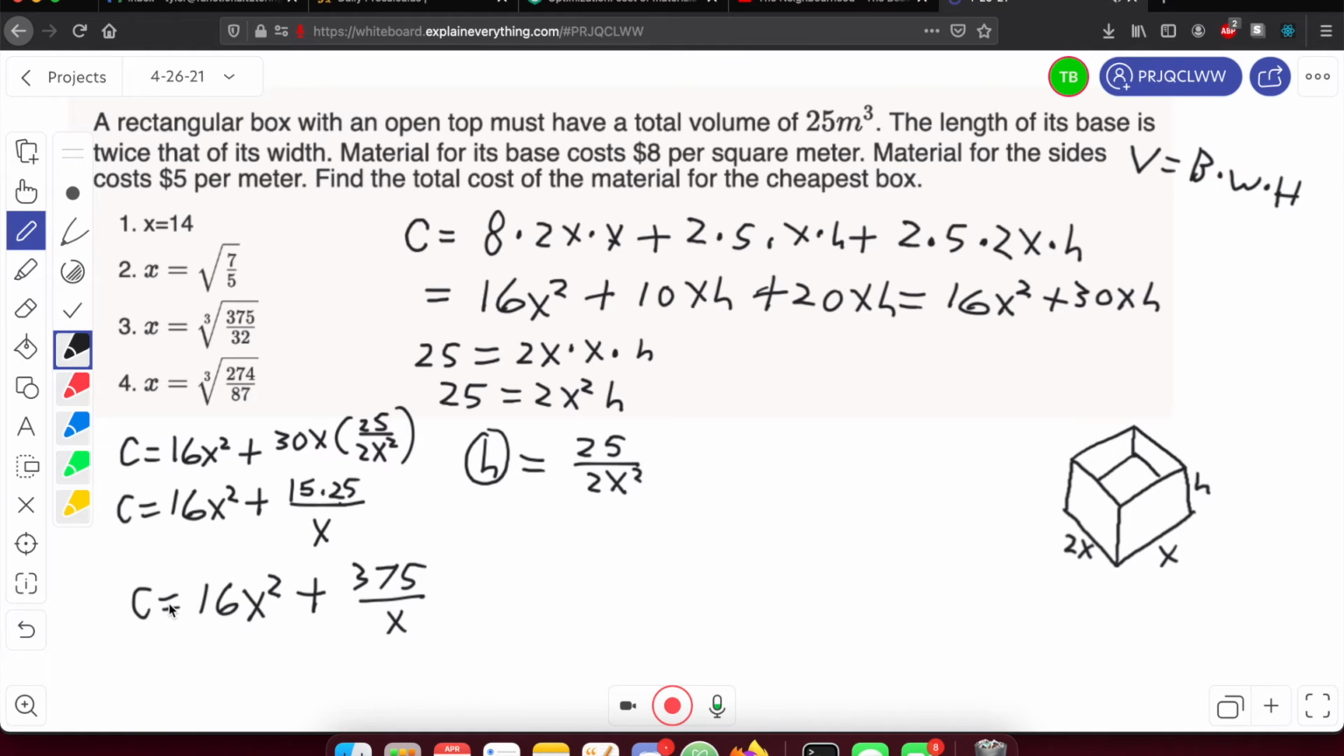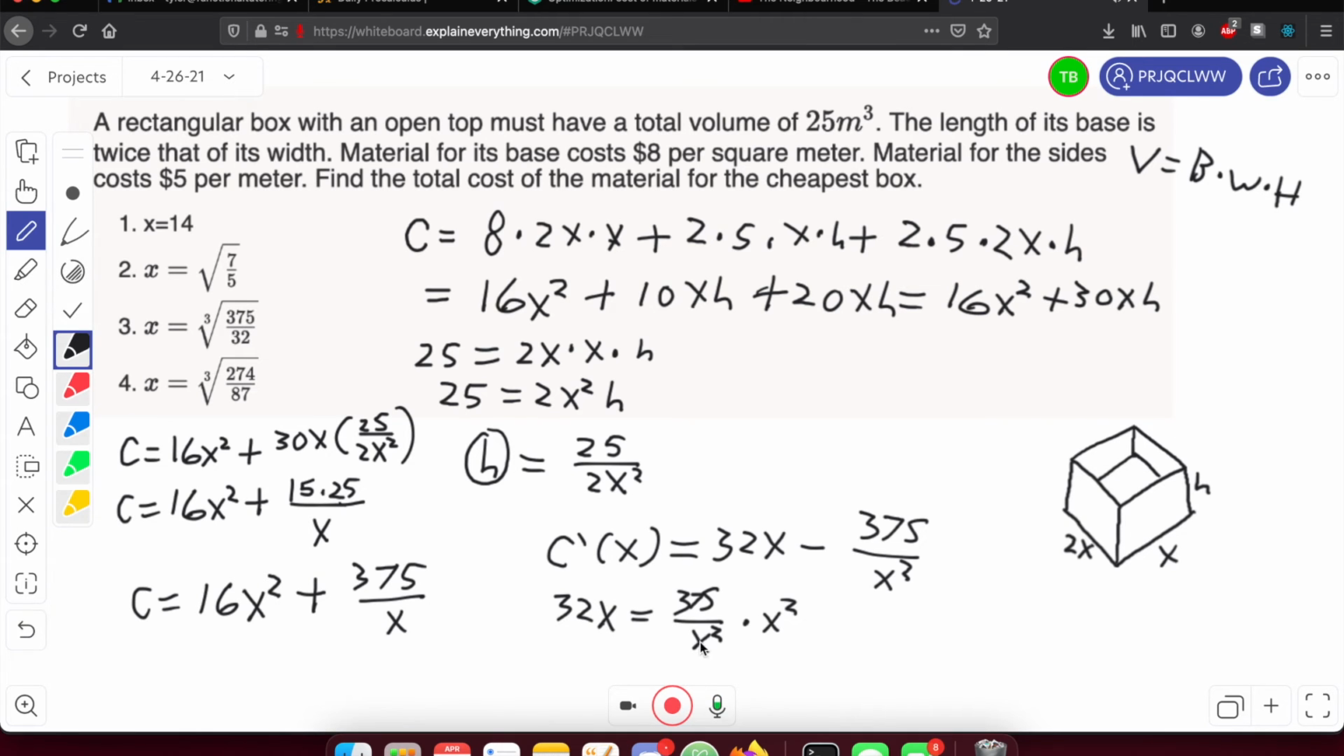And now we're going to optimize this. And so doing that, we're going to solve for the first derivative and find where that equals 0. So we have the first derivative of c of x is equal to, this is just a power rule problem, so we drop down the exponent and subtract it by 1. So this is going to become 32x minus 375 over x squared. Now we're going to solve for this when c prime of x equals 0. So if we set c prime of x equal to 0 and then add 375 over x squared to both sides, we will get 32x is equal to 375 over x squared.